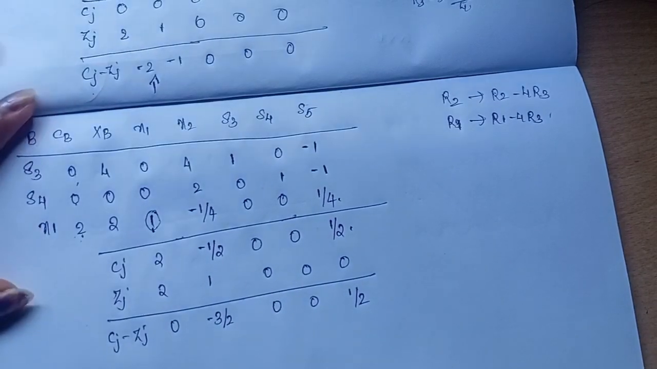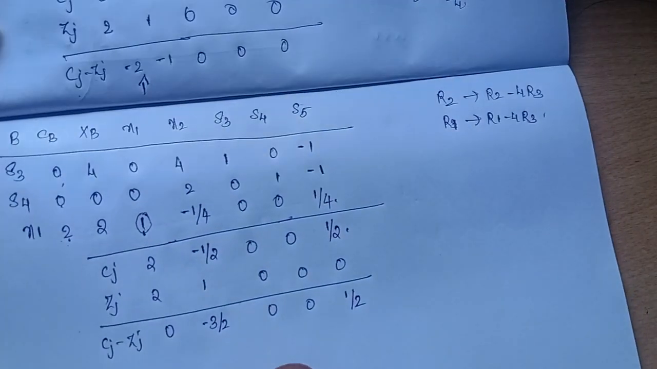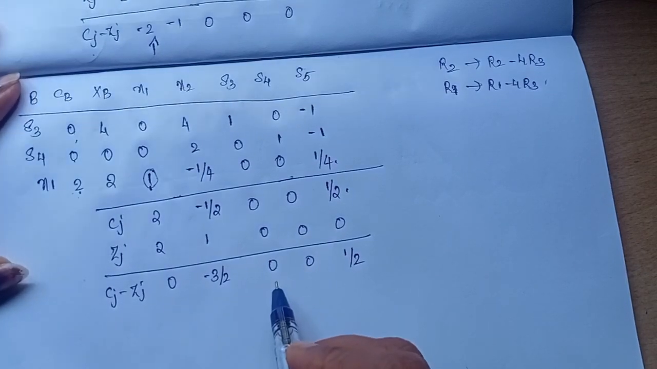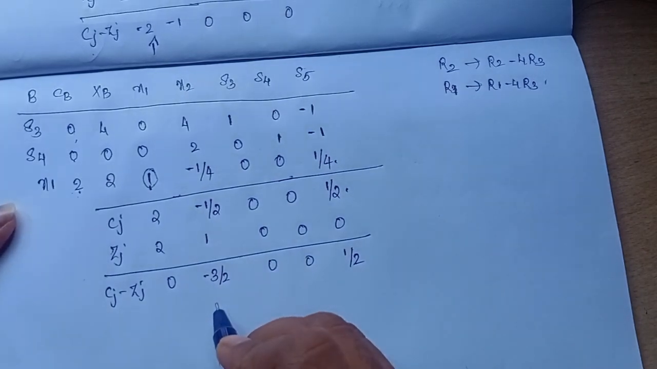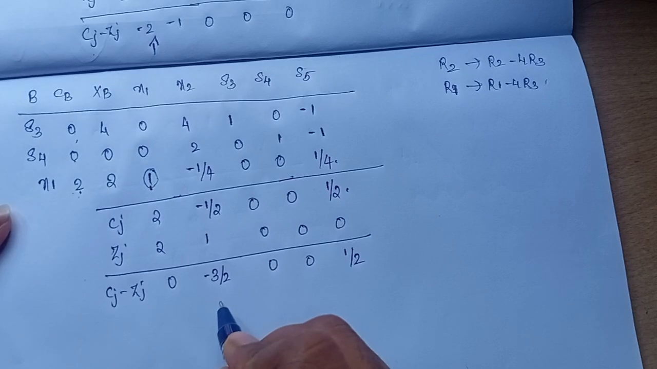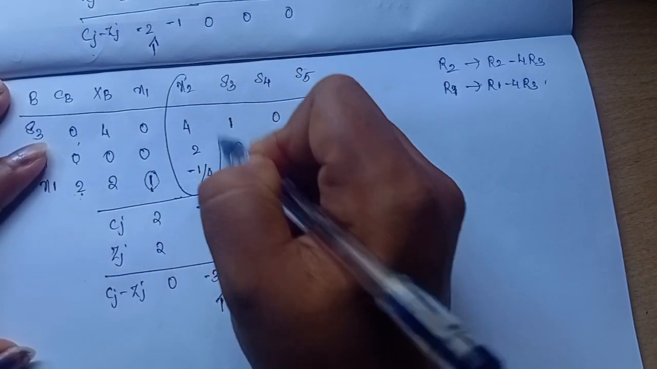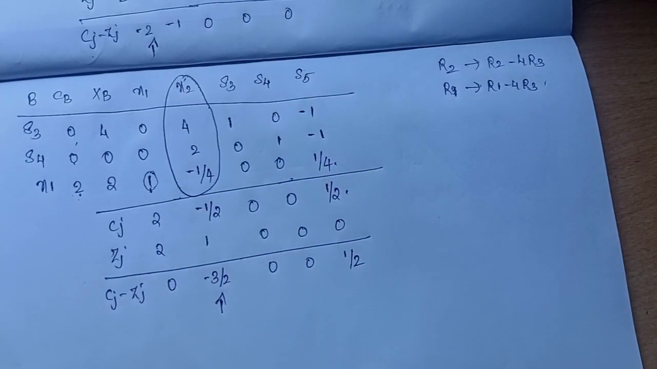So all the values of Cj minus Zj are not positive, some are zeros. So here we have negative values. So the iteration process is repeated. For this we choose the most negative value or the minimum value of Cj minus Zj, that is minus 3 by 2, and we choose the column corresponding to this value, that is x2. This is the key column and x2 is the entering variable.